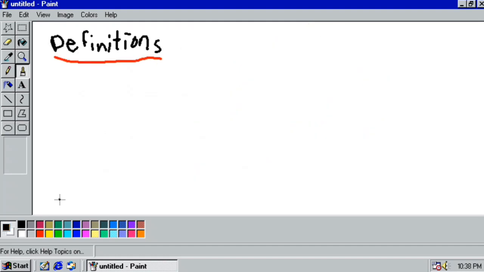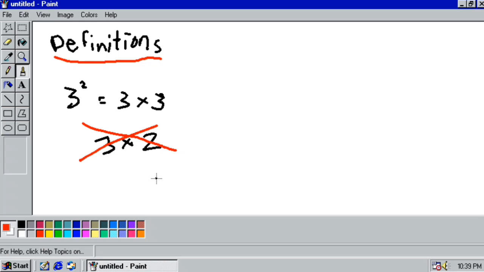Now let's talk about definitions. Definitions are different because they are the things we have agreed on. So for instance, 3 squared just means 3 times 3. It didn't have to mean that. We could have used 3 squared as 3 times 2. But we didn't.